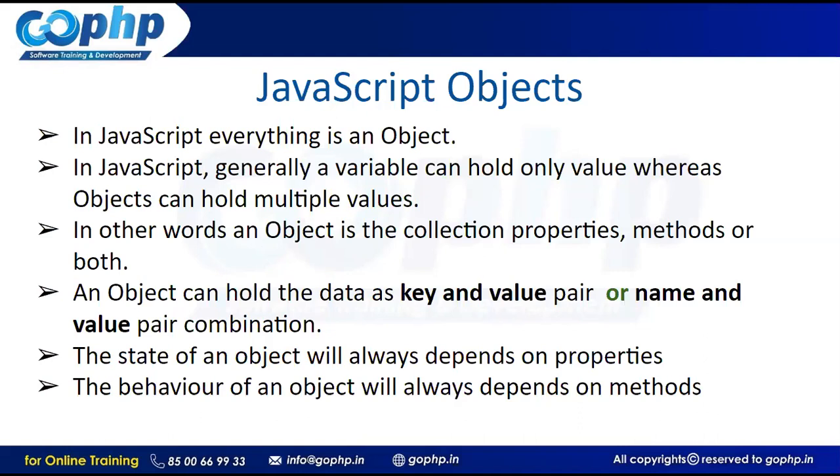So my laptop is a thing, my mobile is a thing, my vehicle is a thing, my car is a thing, and everything is going to be a thing. So what does a thing contain? Some properties and some methods. What can a property do? Remember, the state of an object will always depend on the properties, and the behavior of an object will always depend on the methods.